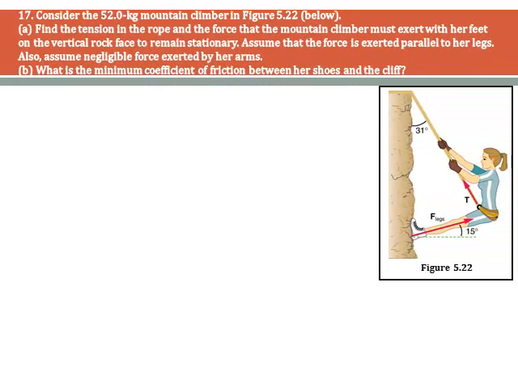In problem number 17, it says, consider the 52 kilogram mountain climber in figure 5.22 below. Find the tension in the rope and the force that the mountain climber must exert with her feet on the vertical rock face to remain stationary. Assume that the force is exerted parallel to her legs. Also assume negligible force exerted by her arms. So we're assuming that the tension's coming straight from here and she's just resting her arms there.